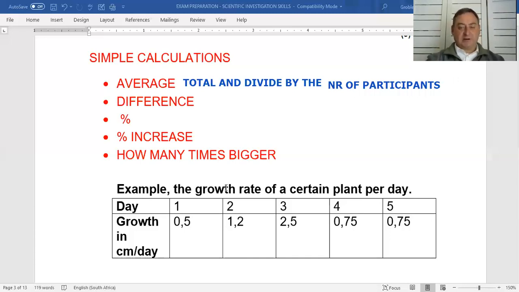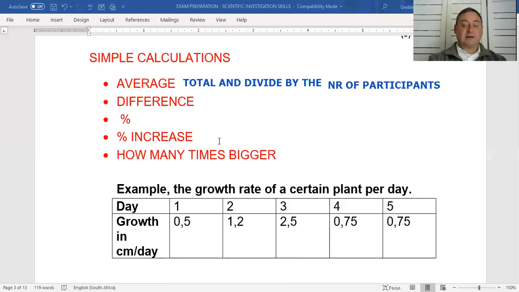This person wanted to check out in a certain plant the growth rate of it every day. So he measured the stem, and he found at day 1, growth in centimeters per day, the stem grew 0.5 centimeter in that day. The next day, day 2, the stem grew 1.2 centimeters. He measured it with a measuring tape in that day. On the third day, the stem grew 2.5 centimeters, and so he measured the growth in centimeters every day.